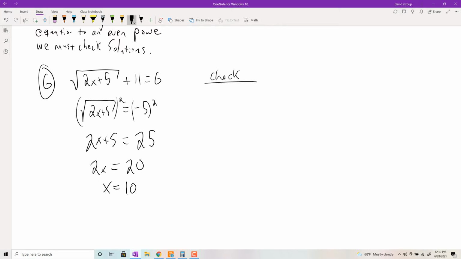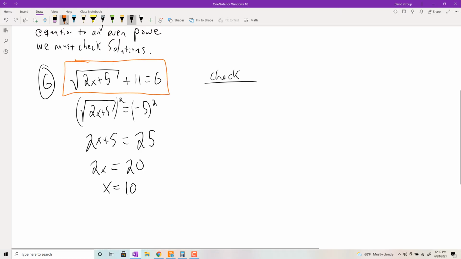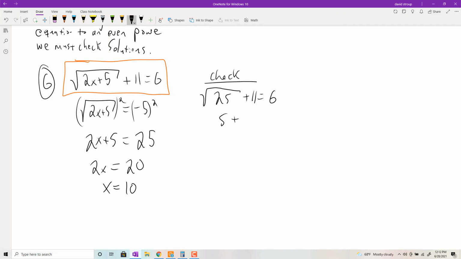Then I'm putting 10 into the original equation. So I'm going to plug it into this equation. Square root of 2 times 10 is 20, plus 5 is 25. Square root of 25 is 5. And in this case, I got a false equation. When that happens, that means that your given value is not a solution. So this false statement means that this value does not work. There were no other solutions, so therefore we have no solutions in this problem.